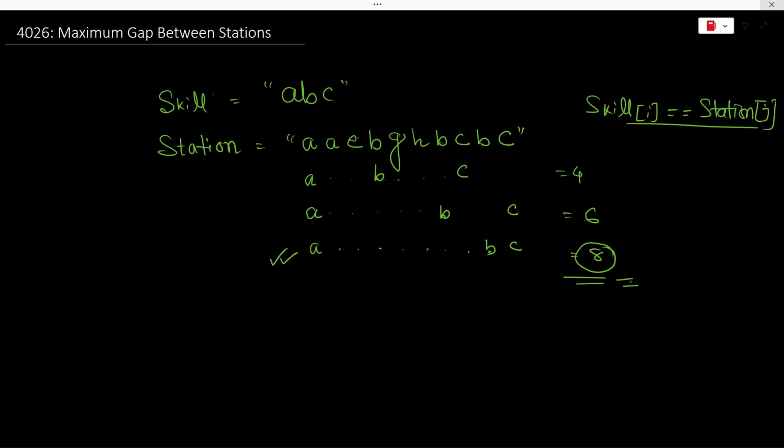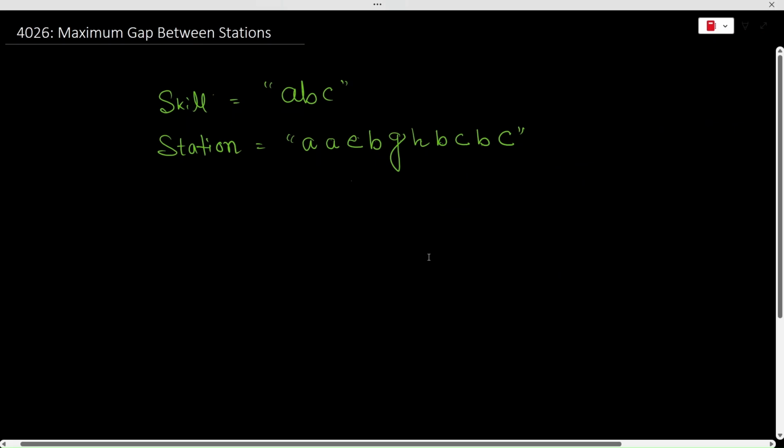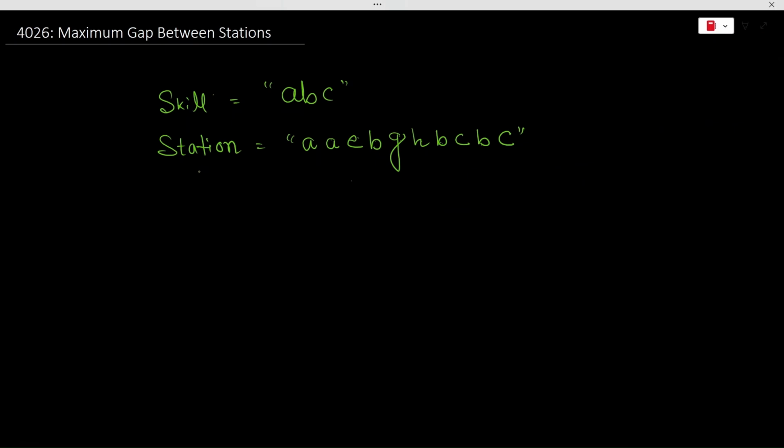Now let's understand the approach. As you know, we need to maximize the gap between two stations, right? So first of all we put our first skilled person at the leftmost position, right? And then the next one at the rightmost position, which is possible. And we try to do it for every index so that the maximum gap will be maximized, right?